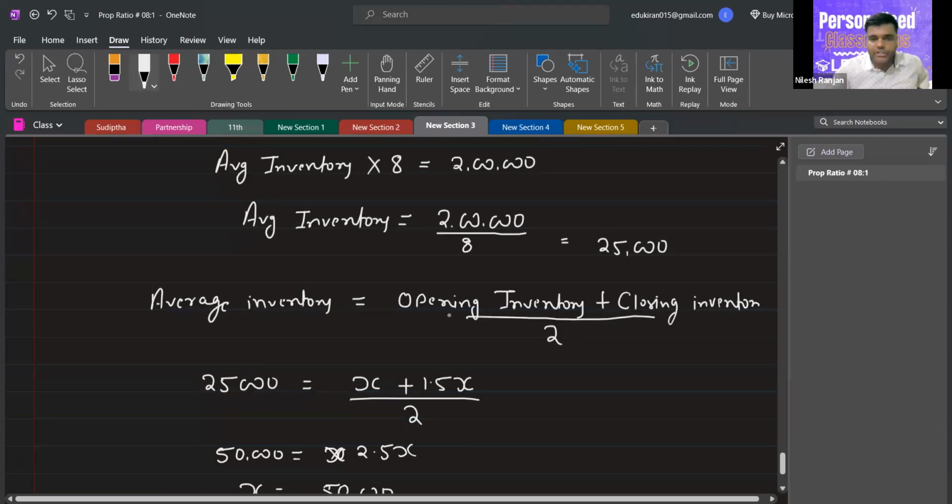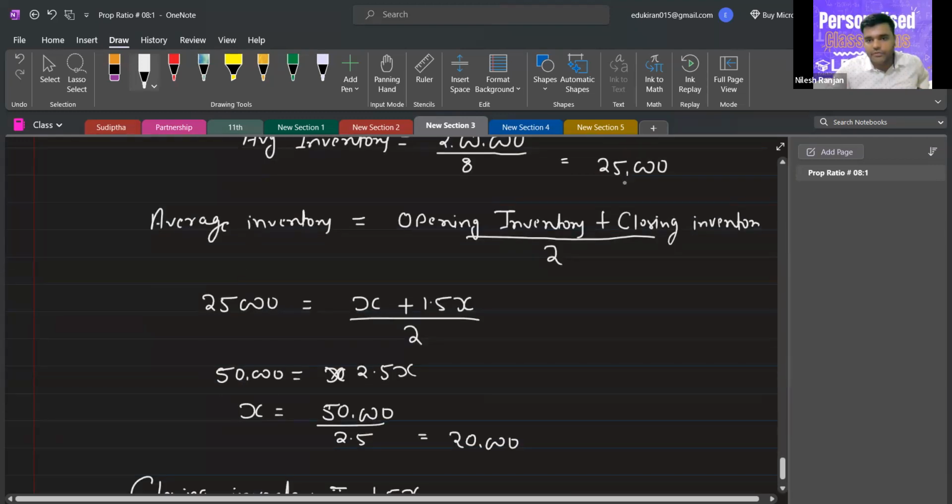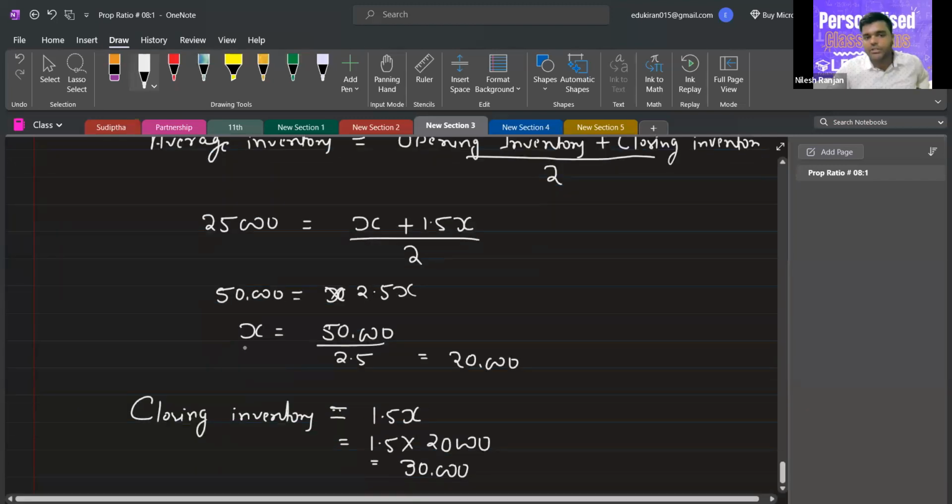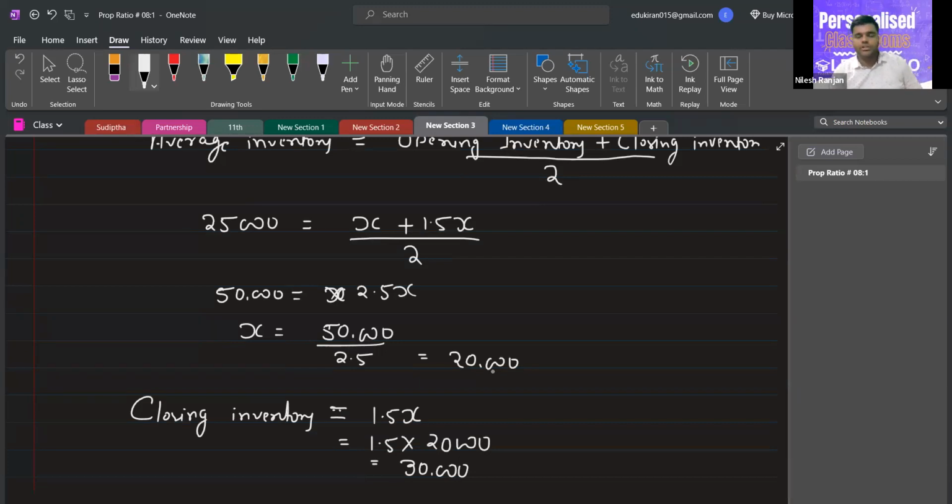And average inventory equals opening inventory plus closing inventory divided by 2. So average inventory, 25,000, equals X plus 1.5x divided by 2. So we have calculated the value of X, that is 20,000. It is our opening stock, and closing stock is 30,000. Is this clear?